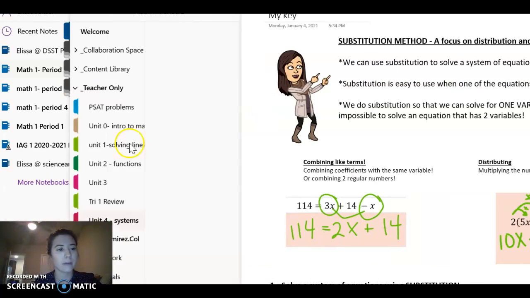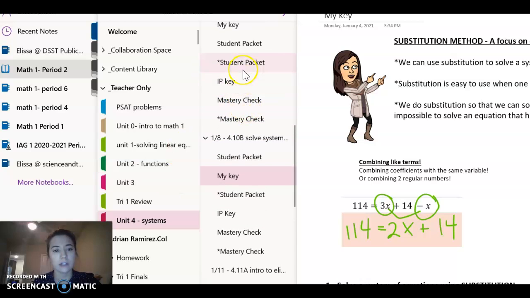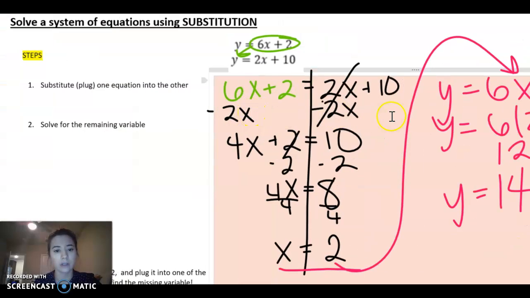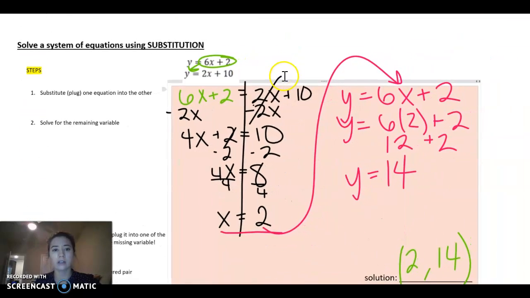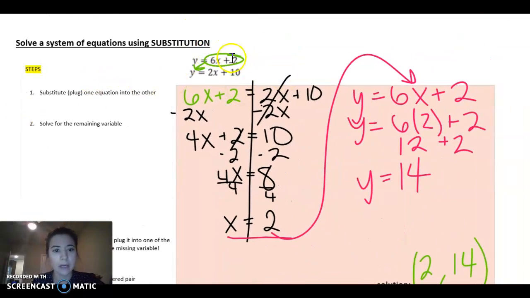Yesterday we learned about substitution when solving a system of equations. It involved quite a bit: substituting one equation into the other, and then we had to get our x's to one side, solve for x, and then use our x to find our y value.